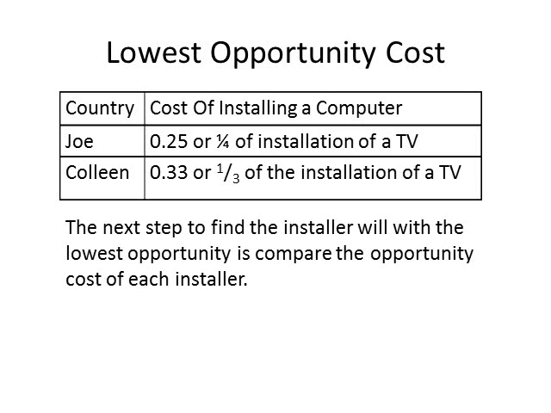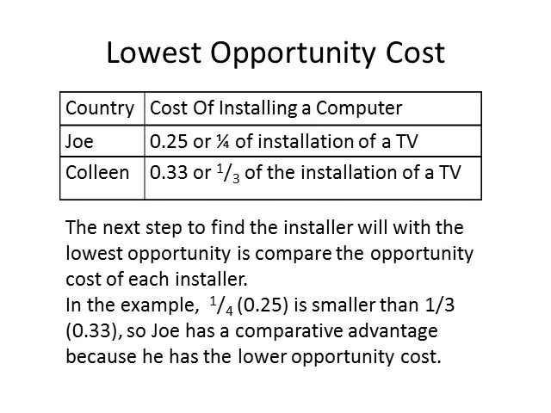So we now need to compare the opportunity cost of Joe installing a computer with that of Colleen. Joe is 1/4 of an installation of a TV. Colleen is 1/3 of an installation of a TV. So the next step, we need to find which of the installers will have the lowest opportunity cost. In this example, 1/4 is smaller than 1/3, so Joe has the comparative advantage because he has the lower opportunity cost.